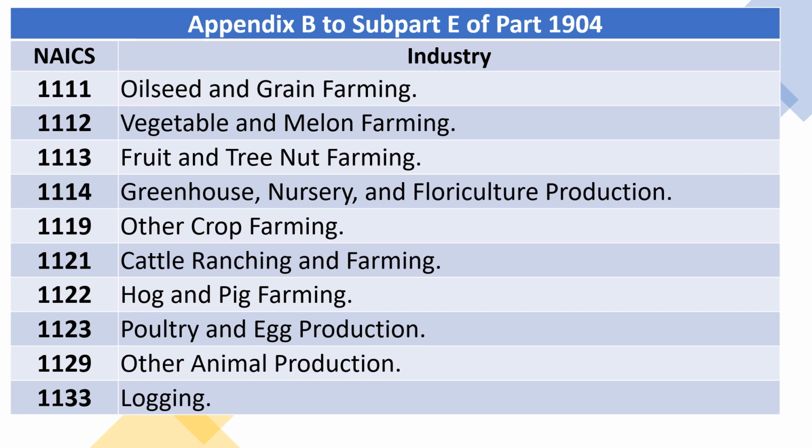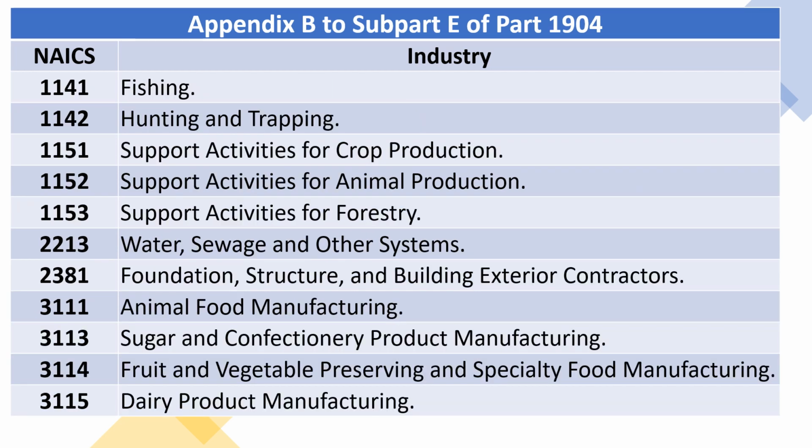1133. Logging. 1141. Fishing. 1142. Hunting and trapping. 1151. Support activities for crop production. 1152. Support activities for animal production. 1153. Support activities for forestry. 2213. Water, sewage, and other systems. 2381. Foundation, structure, and building exterior contractors.